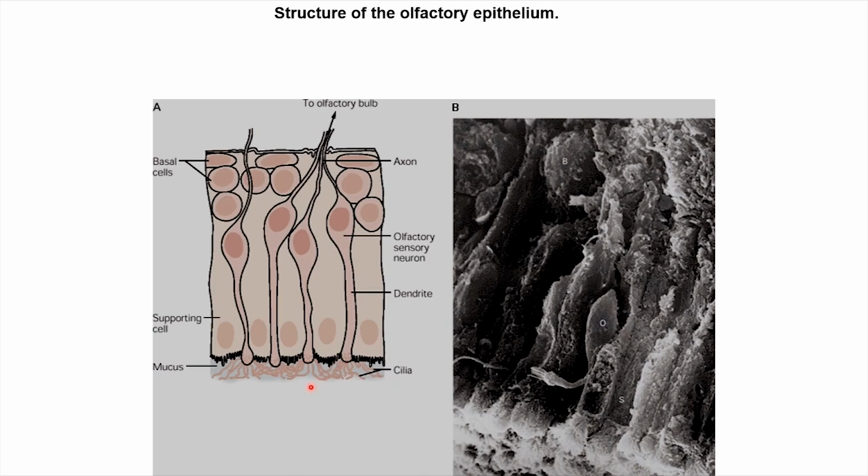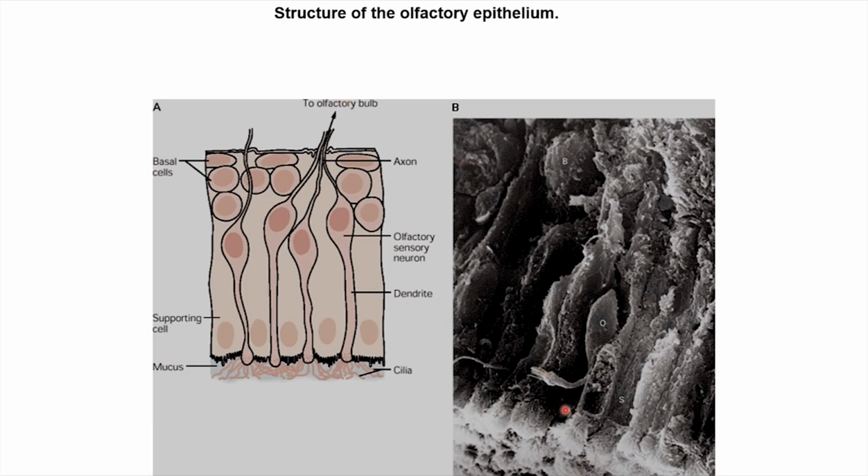When the odorants bind to the receptors, they indirectly result in the opening of some ion channels that changes the membrane potential inside the neurons, and that results in the generation of action potentials that are carried by the axons of these neurons to the olfactory bulb.